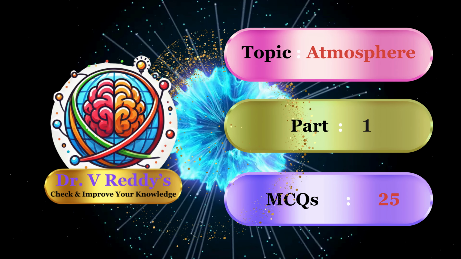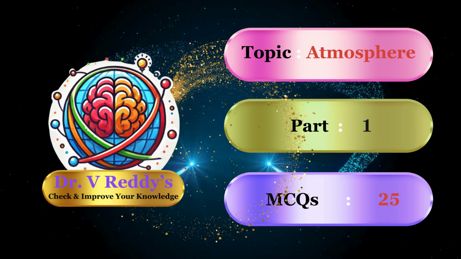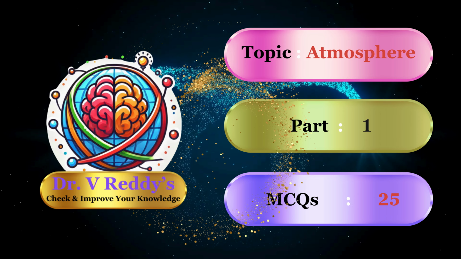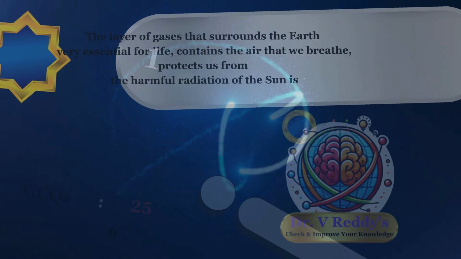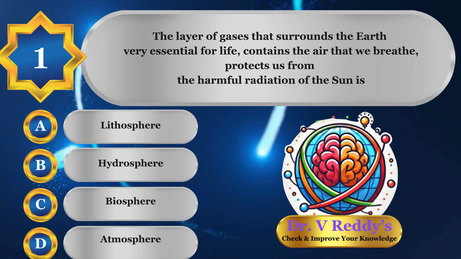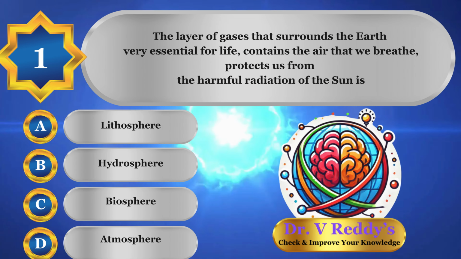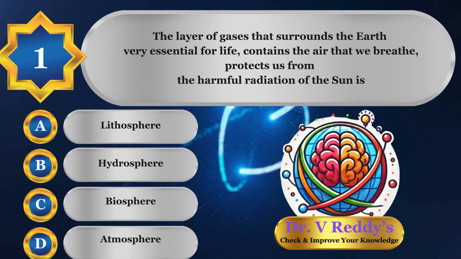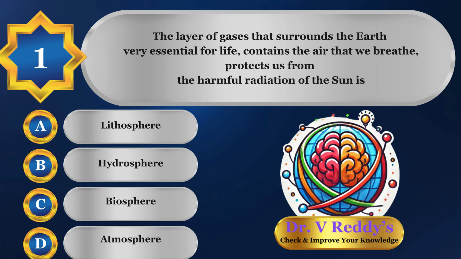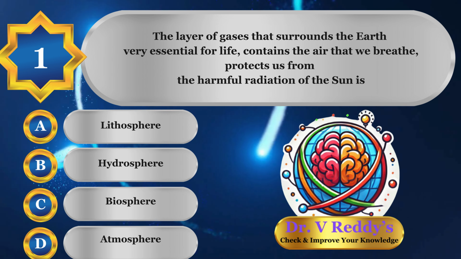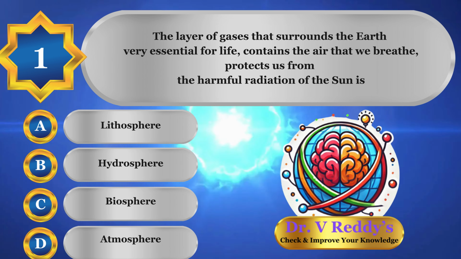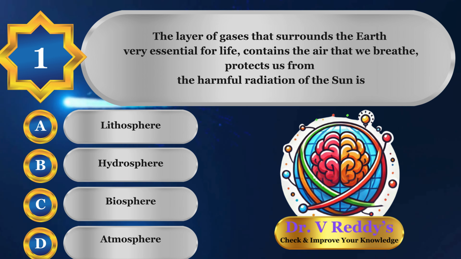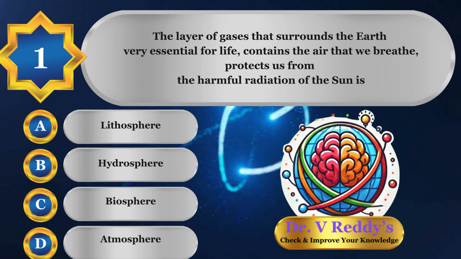Topic is atmosphere. Part 1. Total MCQs in this quiz are 25. 1. The layer of gases that surrounds the Earth, very essential for life, contains the air that we breathe, protects us from the harmful radiation of the sun is A. Lithosphere, B. Hydrosphere, C. Biosphere, D. Atmosphere.